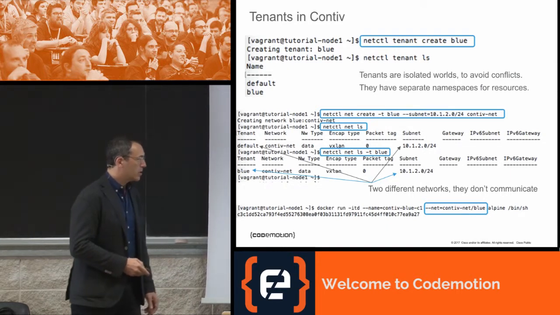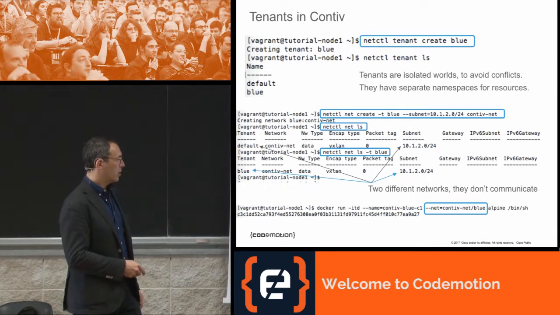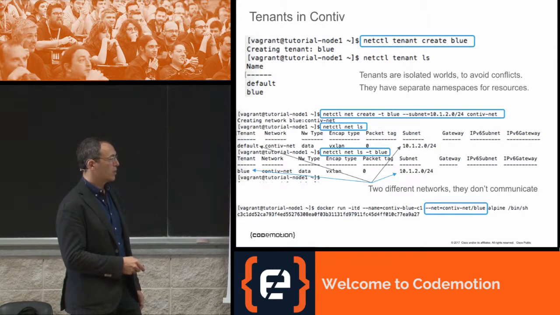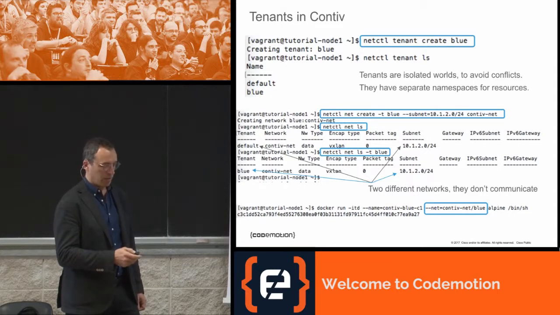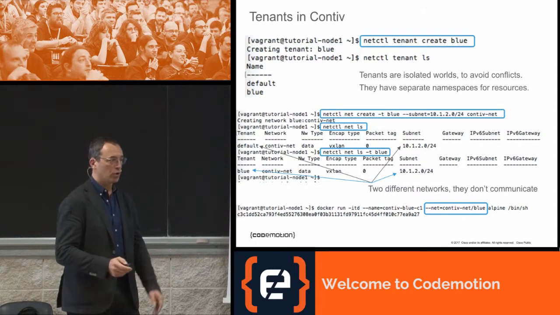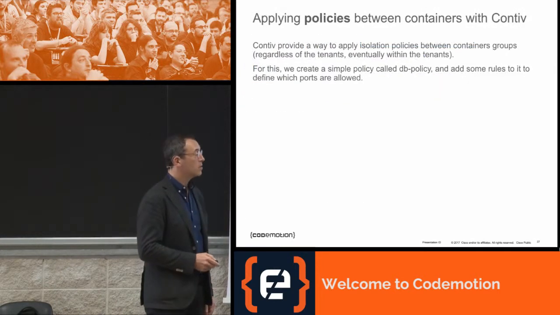So now I create more containers. So the name is Contiv Blue C1, and I attach it to the new network. As you see, I can put the blue tenant as a specification to distinguish across different namespaces.